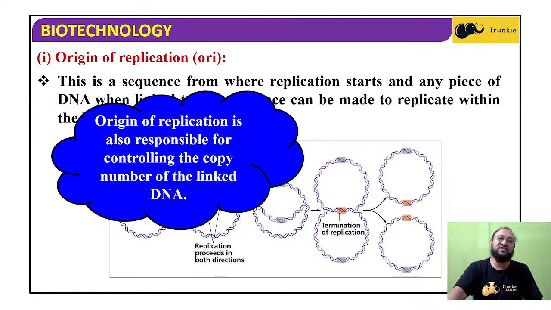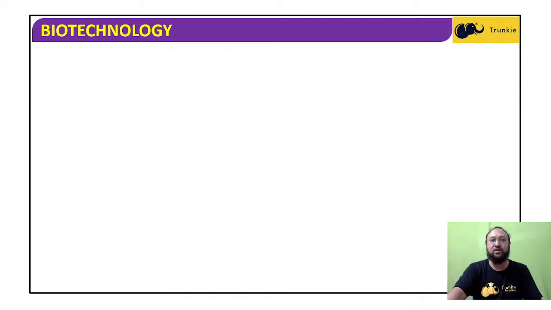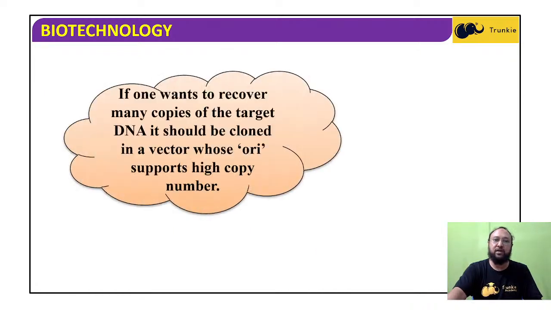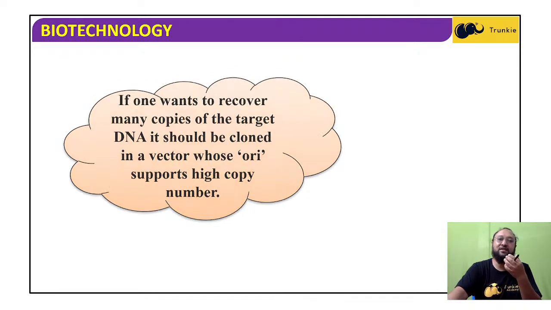So the origin of replication is also responsible for controlling the copy number of the linked DNA. I told you yesterday also that the origin of replication is important. Now, if we want to recover many copies of the target DNA, it should be cloned in a vector whose ORI, or origin of replication, supports high copy number. That is another point. If we want many copies cloned, we need a vector whose ORI supports high copy number.